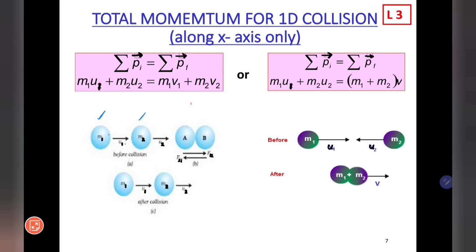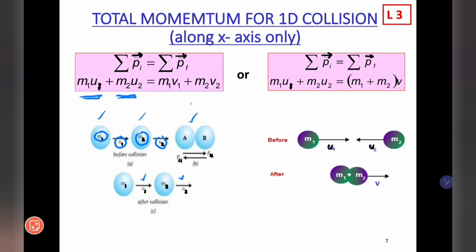Okay, after that, what happened? M1 and M2 collide with each other. Then, after that, what happened? These two objects move separately. M1 is moving to the right with V1 and M2 still moves to the right with V2. So in this case, the total initial momentum is M1 U1 for the first body and M2 U2 for the second body, giving you M1 U1 plus M2 U2.